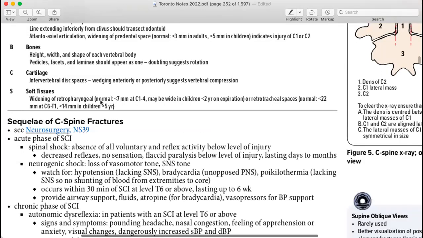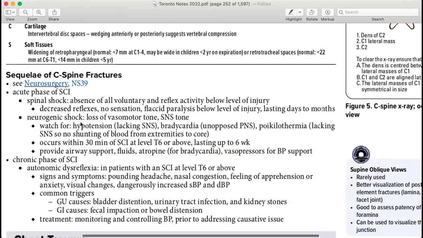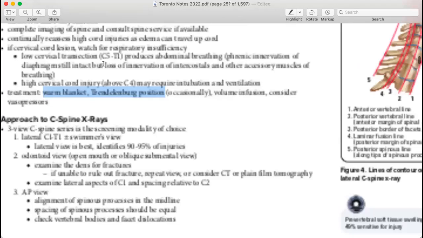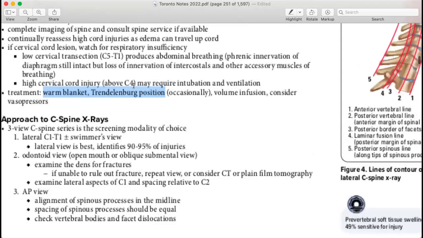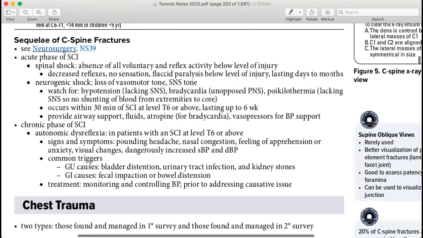Sequelae of spine fractures. In the acute phase, there is spinal shock and neurogenic shock, and then the chronic phase. In the acute one, the reflexes are decreased. There is a neurogenic shock. The person might suffer from airway compromise and might need airway support. The breathing is disturbed, as we discussed. In which level? If it's C5 to T1, it's abdominal breathing. If it's above C4, intubation is required. Then the chronic phase leads towards genitourinary and all of those complications of the neurogenic bladder.